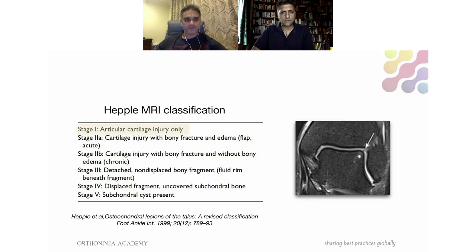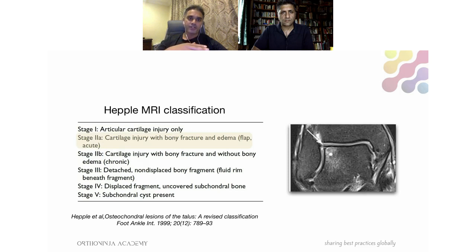Quick word on the classification. So there's the Berndt and Hardy classification, but Hepple's MRI classification is what we tend to use most widely. Stage 1 is just a cartilage injury or a chondral injury. It's actually not very well visualized on an MRI if we don't know how to read it properly. CT arthrograms tend to give us a much better idea of stage 1 injuries.